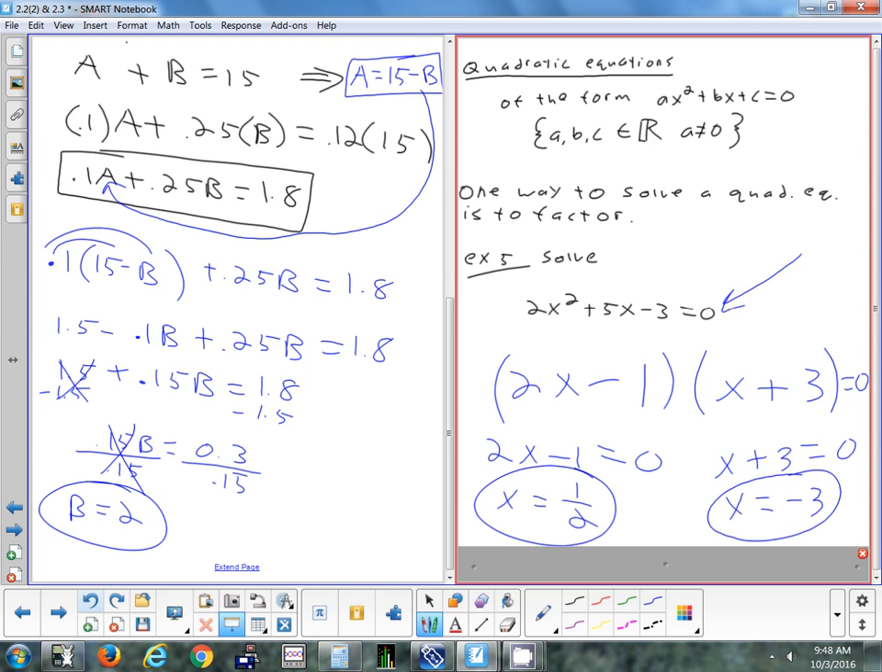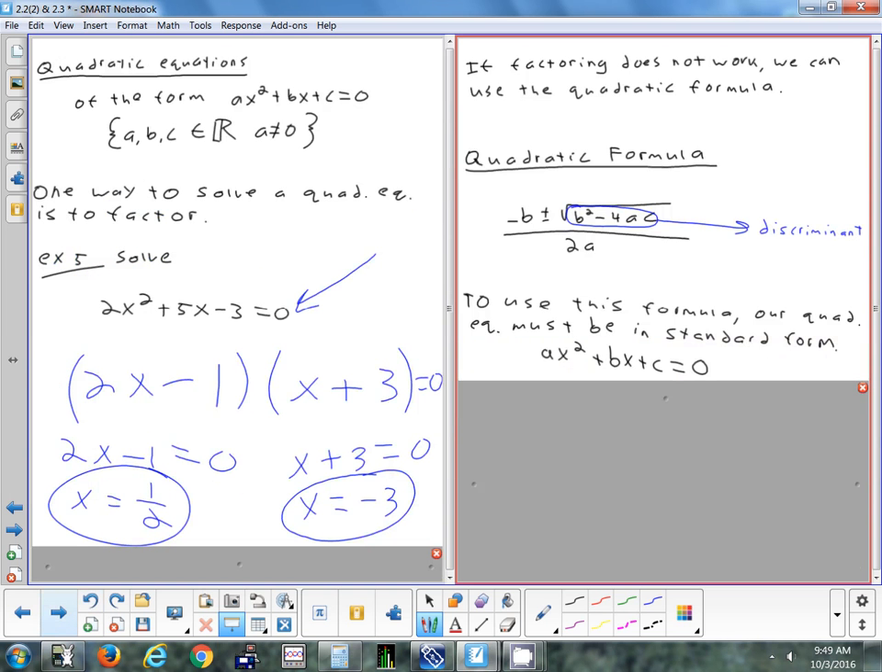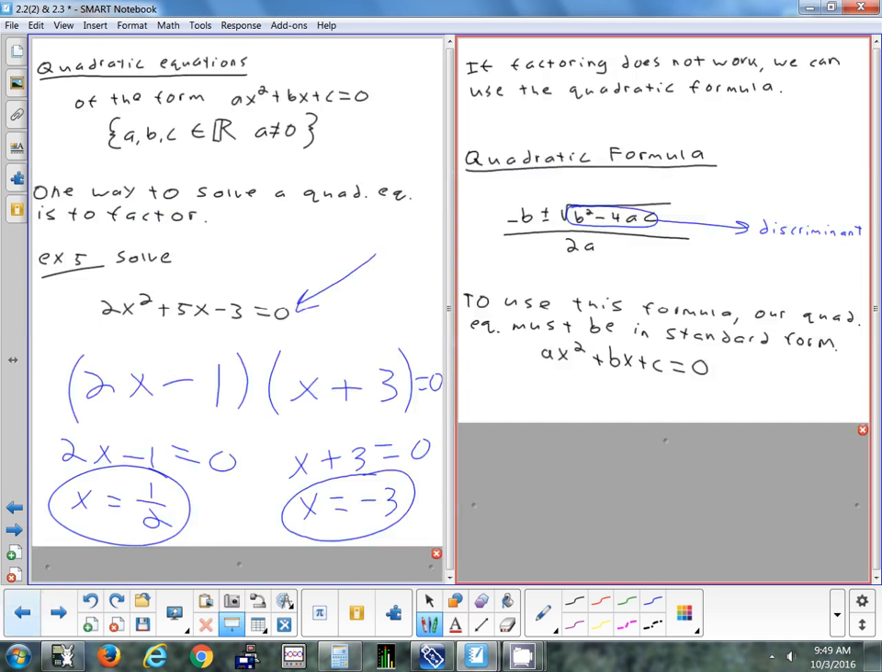Okay, so factoring is usually pretty fast as long as it works, and the numbers are reasonable. If you have numbers that are huge, factoring is not the best method. So what can we do besides factor? Yeah, you can always use your quadratic formula. Okay, so quadratic formula always works. It's not the fastest way, especially if you can factor.